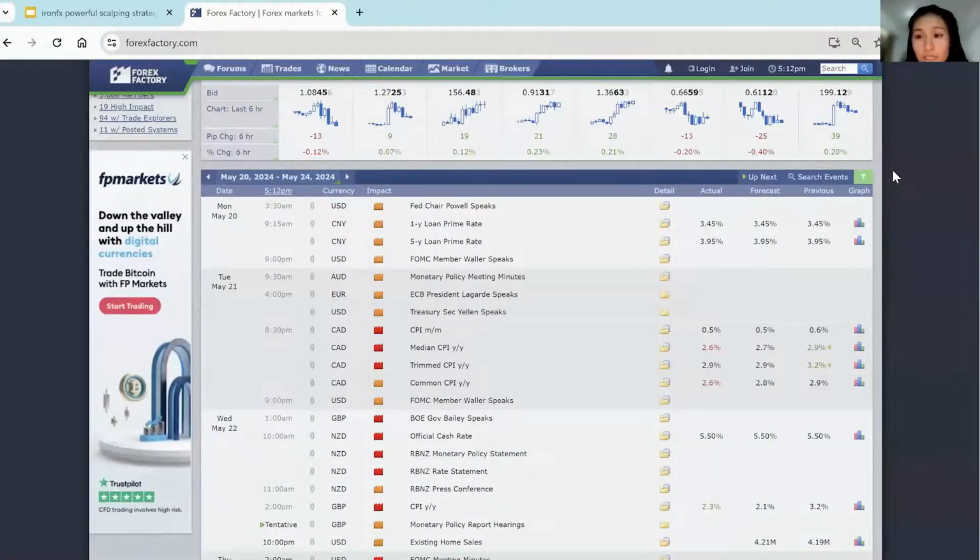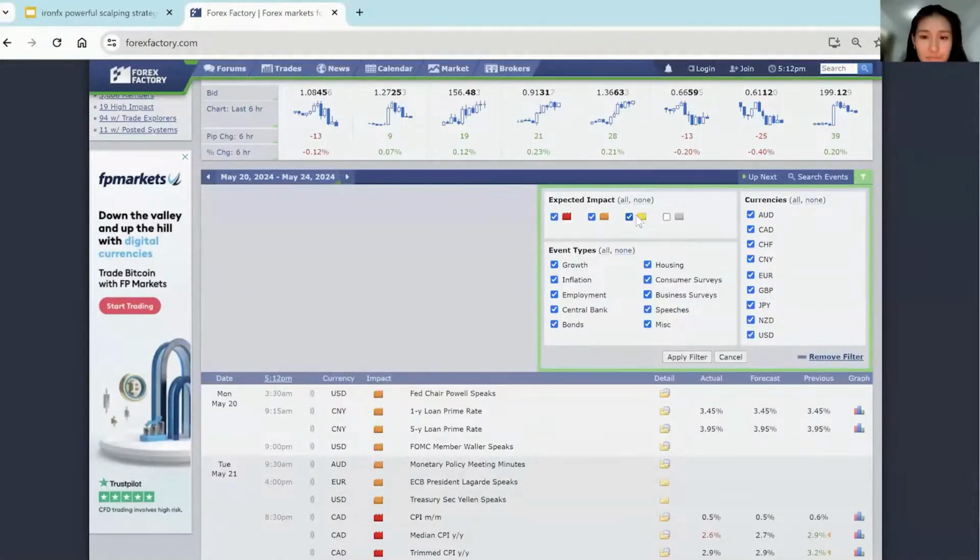How you filter it is by clicking on this green arrow or filter. You can click on the yellow and the gray icons as well. That basically gives you all of the events for that week. Yellow is low impact and gray is non-economic events, so that includes things like bank holidays, public holidays, and so on.